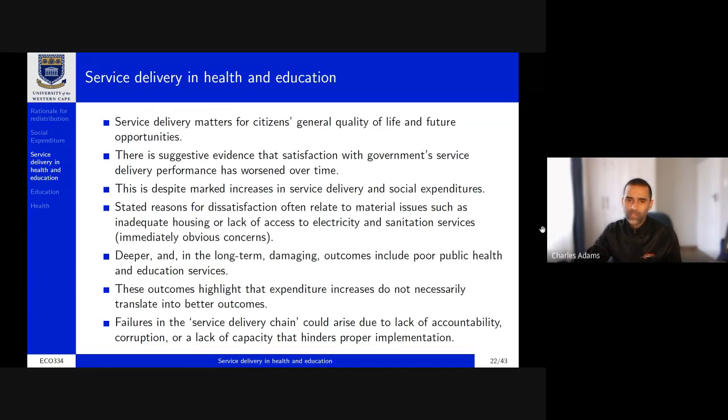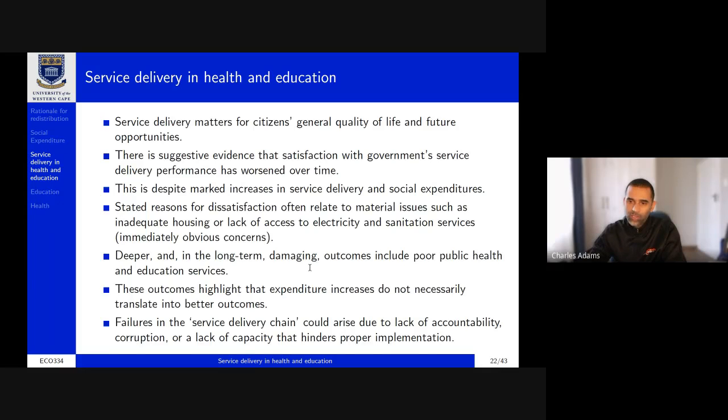Now, the stated reasons for dissatisfaction often relate to material issues, such as inadequate housing, lack of access to electricity and sanitation services. These are the immediate concerns that people have in their lives, right? Housing, electricity, and sanitation. Deeper and, in the long term, damaging outcomes include poor health and education services, right? So people might talk about the former most when you ask them, what are you unhappy with in terms of government's service delivery? And those are important, absolutely.